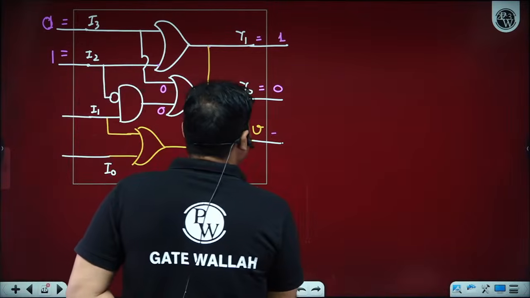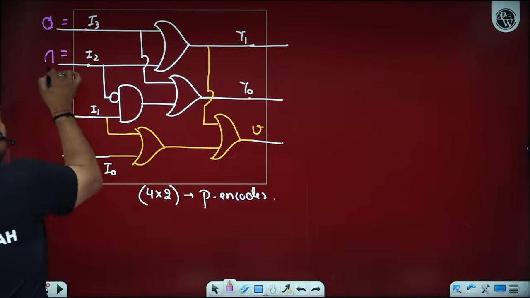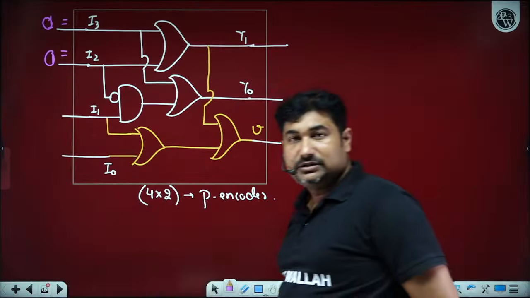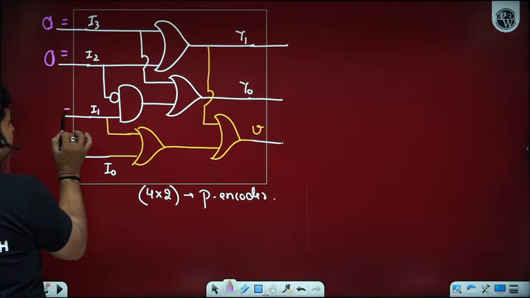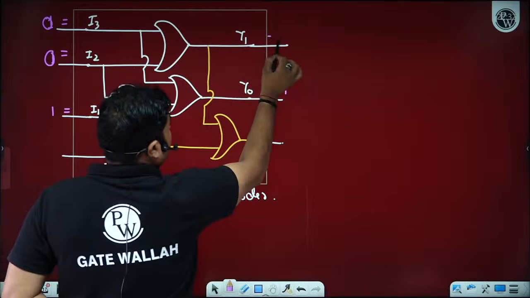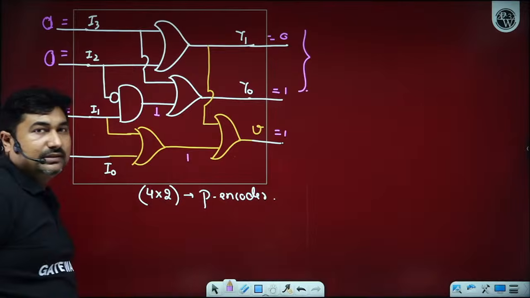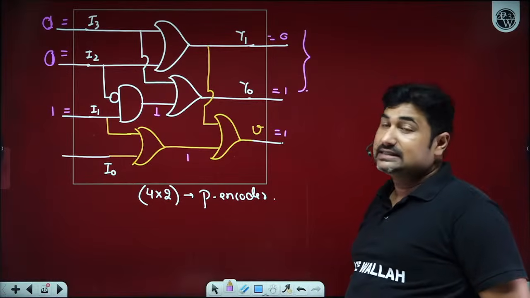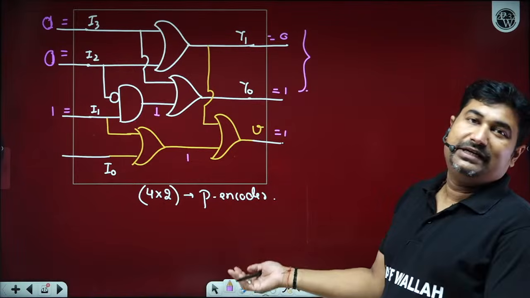In case I2 is also low, then your output should only depend upon I1. Please observe. If this is 0, its complement is 1. Is it okay? So we get 1 here and we get 1 here. This, we are getting 0. Since I1 is 1, we are getting 1 and this is 1, indicating binary of 1. So you can easily observe that the output now only depends upon I1 in case I2 and I3 are low. In case I1 is also low, then it only depends upon I0.